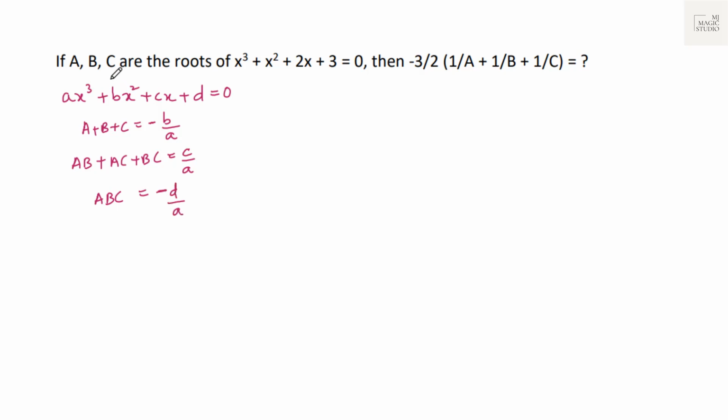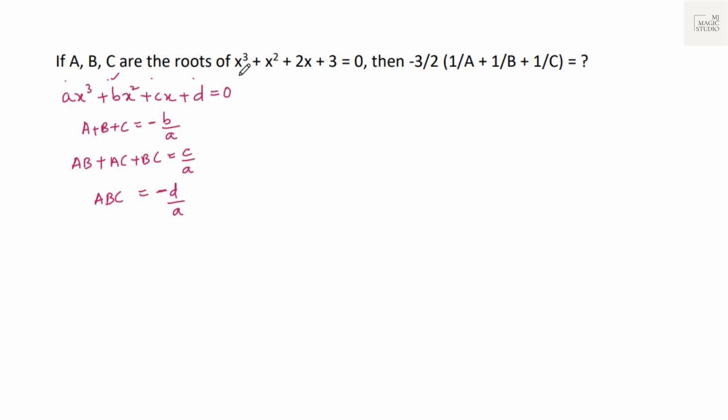It goes like coefficient of x square is sum of roots with a negative sign when divided by a, and coefficient of x becomes c by a, and the constant term becomes d by a, and the sign goes like plus minus, and this is the basic pattern we follow for any polynomial of any degree.